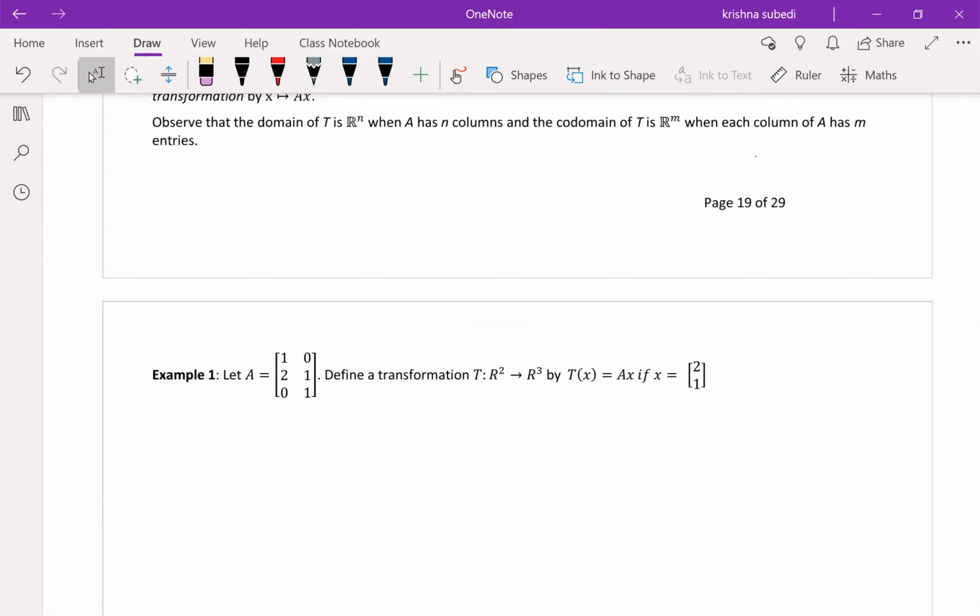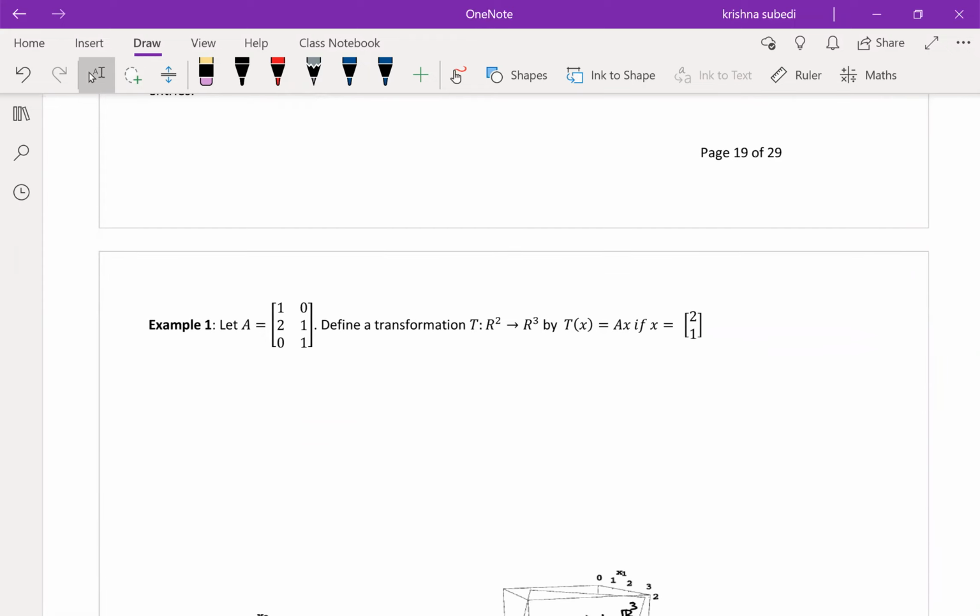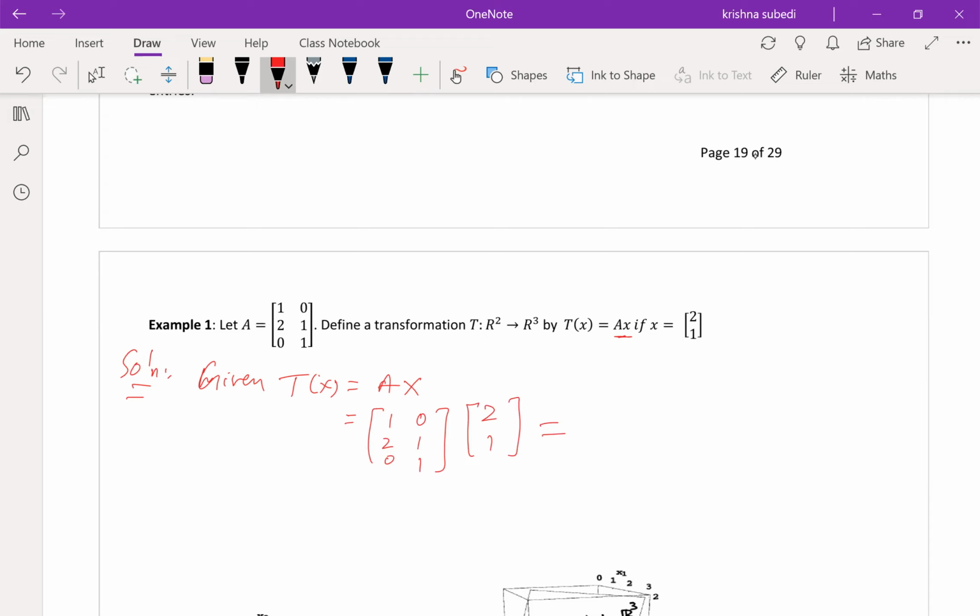Now let's look at what I mean with an example. Let A be the given matrix, and define a transformation T from R2 to R3 by T of x equals Ax, where x equals this one. So what does that mean? We want to find the transformation here. We are given T of x equals A x. So our transformation is the transformation by the matrix, which means A is, just write down A, which is 1, 2, 0, 0, 1, 1, and your x is 2 and 1. Can you please multiply and let me know what you get?